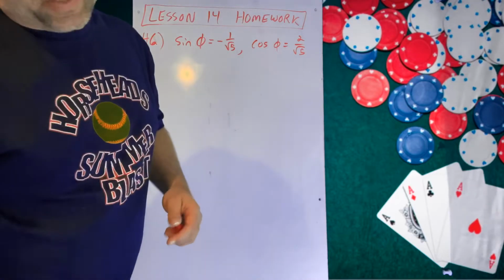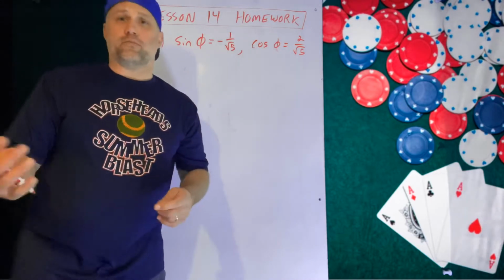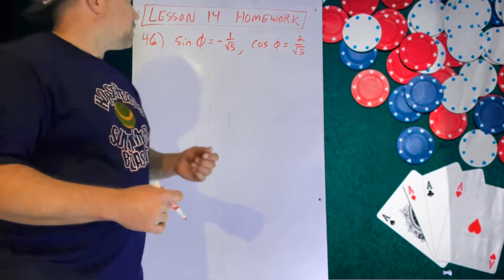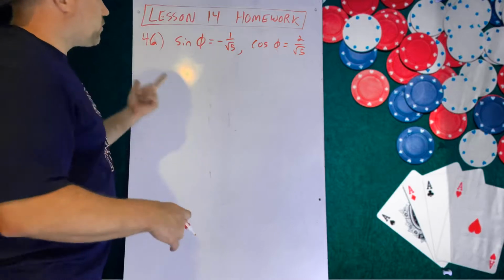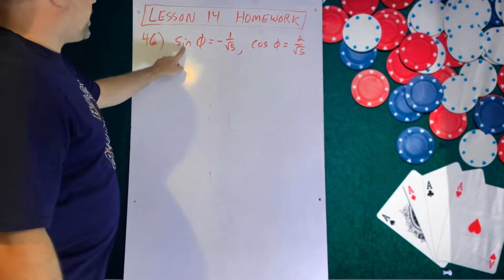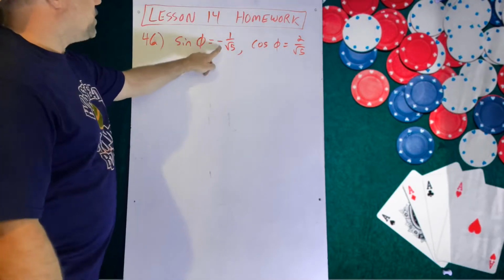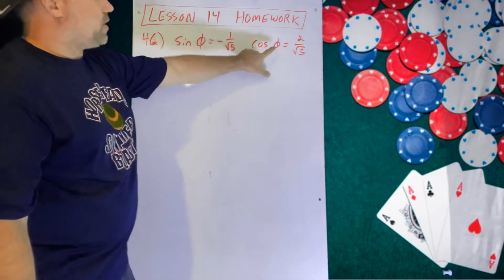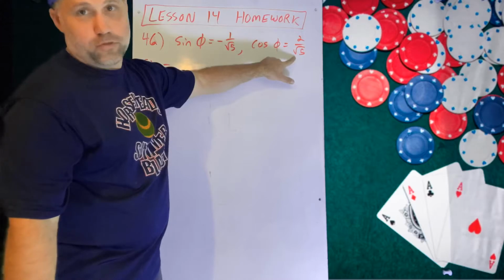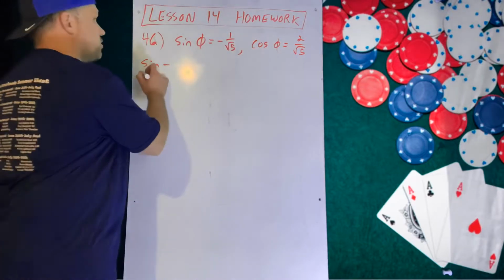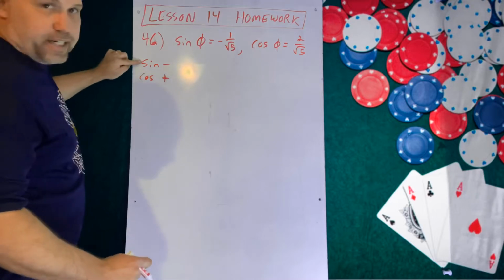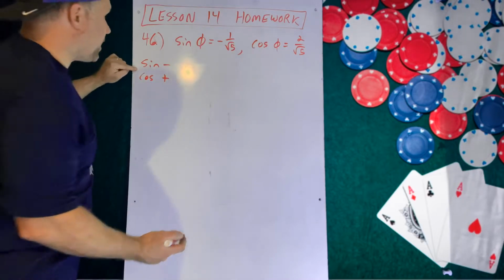Part A of 46 asks you to first determine the quadrant, which is what we did in the notes anyway. You had to first figure out what quadrant you're in to get started. So let's take the clues that are given to us and figure out what quadrant we're in. The sine of this angle phi is negative. So we know that sine is negative. The cosine of this angle phi is positive 2 over radical 5. So we know that the cosine is positive. So we're looking for a place where sine is negative and cosine is positive at the same time.